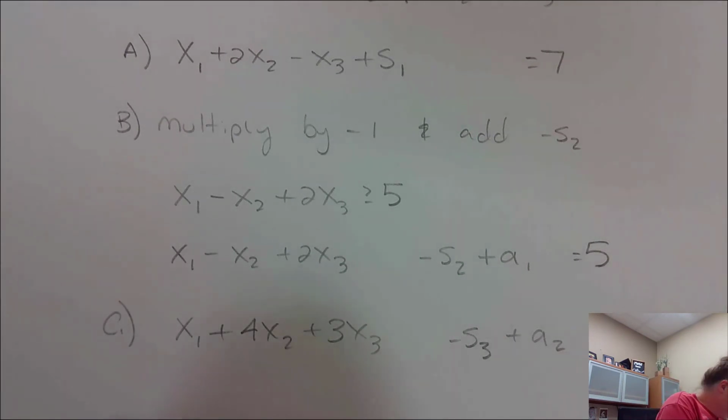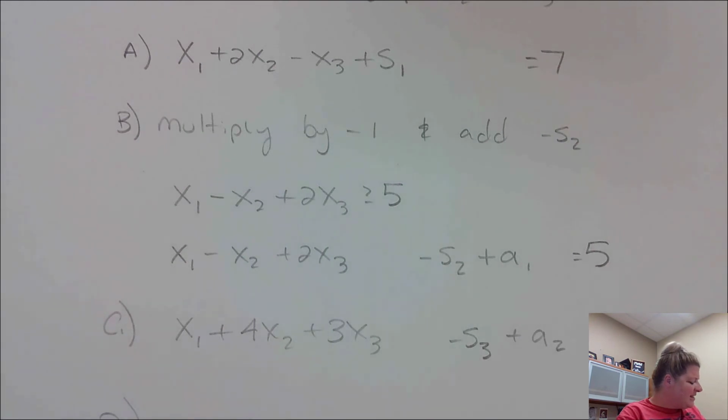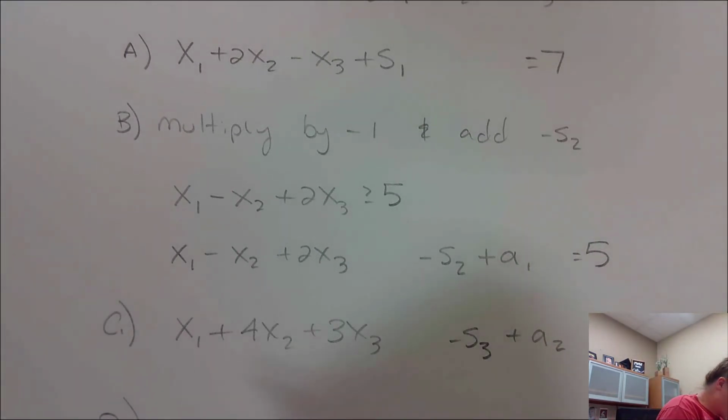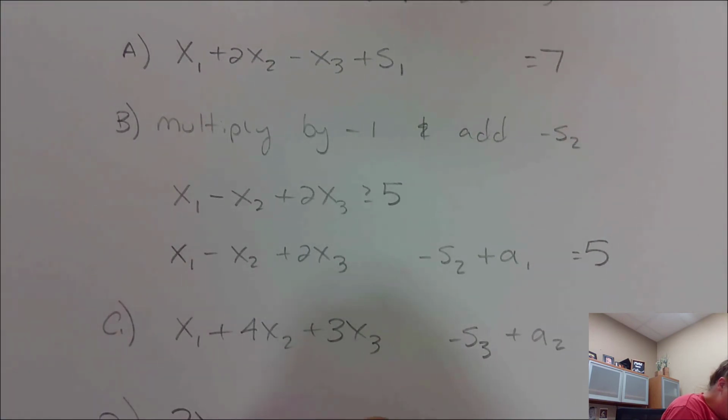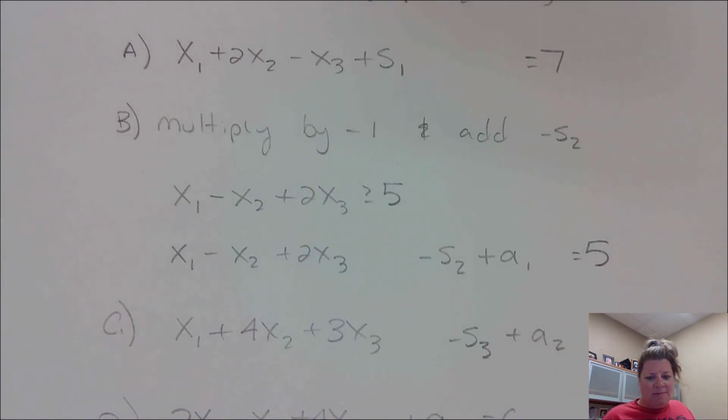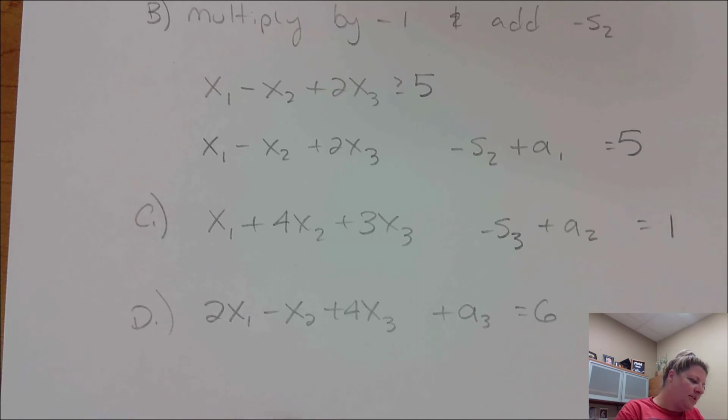The last one has an equal. So what we're going to do is just add in an artificial. We don't need surplus. Why don't we need surplus? Because we do surplus when they're greater or less than. We don't have surplus when it's already equal, but we do need an artificial variable when it's equal. So it'll look like this: 2x1 minus x2 plus 4x3, plus a3 equals 6. Give you a sec to look through that one.